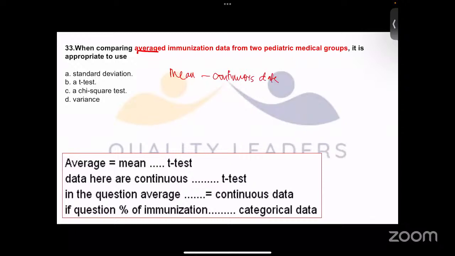So what test is used for continuous data comparison? Standard deviation, t-test, chi-square or variance? Okay, what's the answer here? Yes, a t-test is used for continuous data comparison. Meanwhile, chi-square is for non-continuous data.